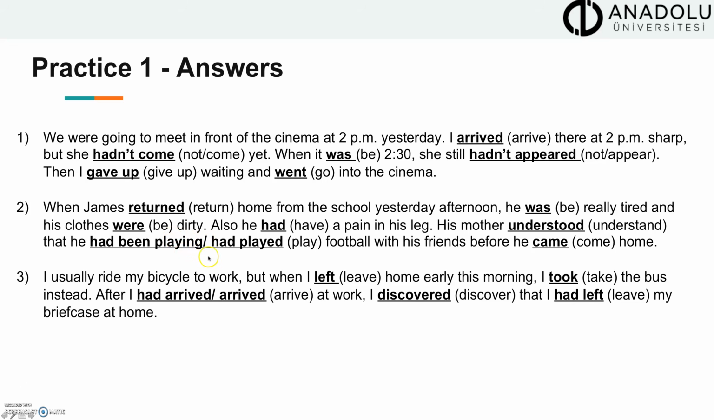The action happened before. I usually ride my bicycle to work. When I left home early this morning, I took the bus instead. After I had arrived at work, I discovered that I had left my briefcase at home.